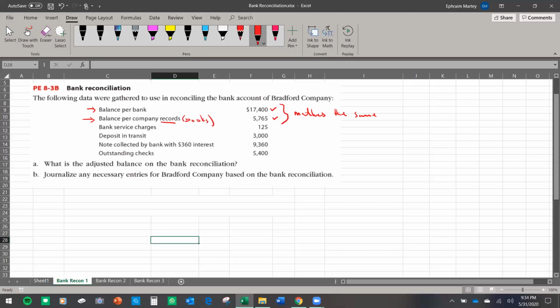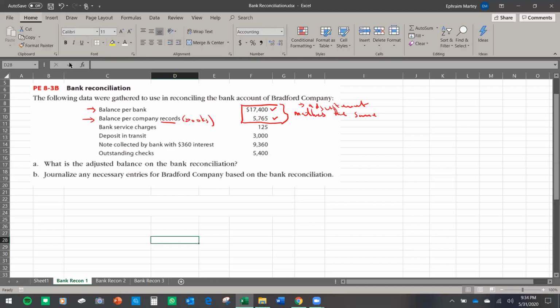Good. Now remember, these are adjusting entries. We are going to make adjustments, so these two figures here are the unadjusted balances. That is what we know, and that's what we're going to begin with. So let's go ahead and do that.